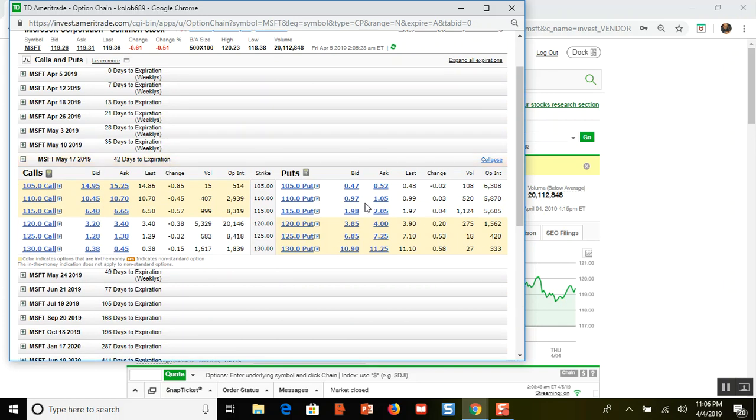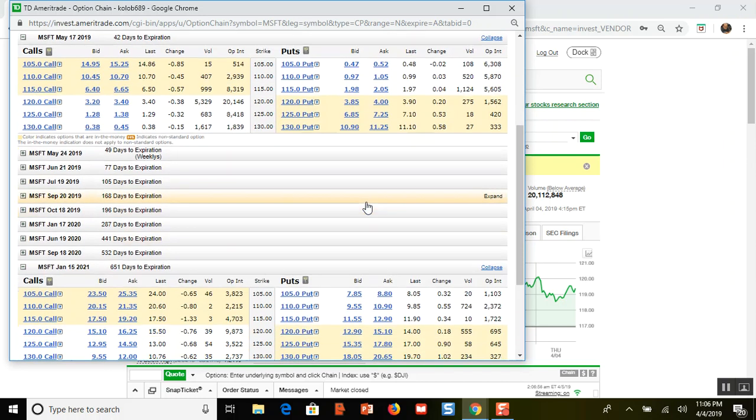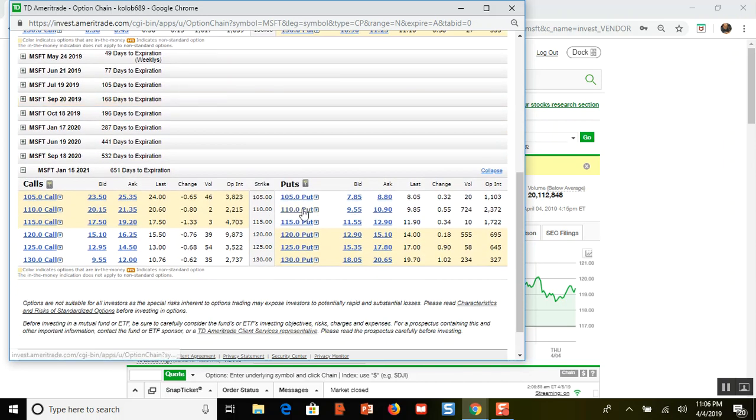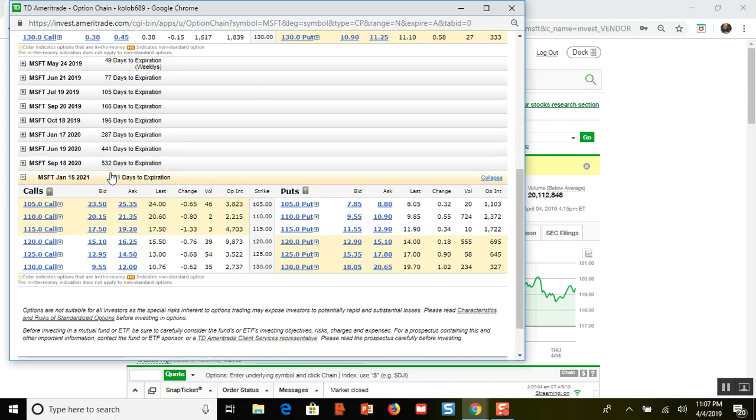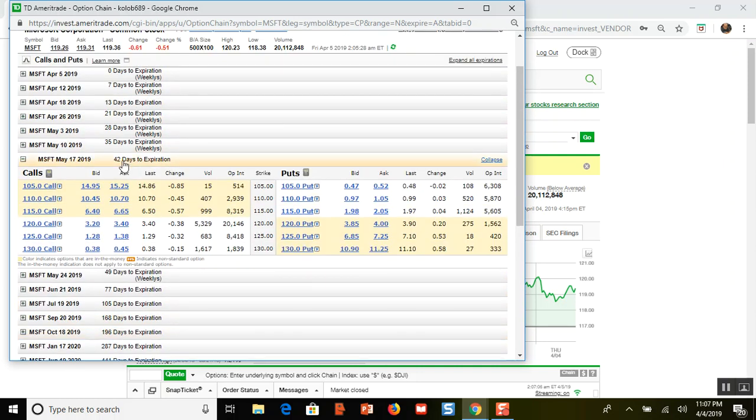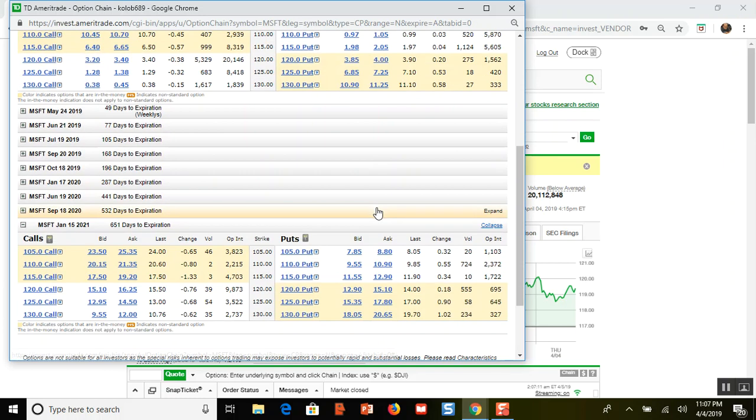That means that if every 42 days you bought a $110 put option, you spent $100, and you did that 10 times, you would spend the same money that you're spending for this long-term put, which expires in 651 days. So right off the bat, you should see, I get 420 days if I only want to spend $100, but I have to do that 10 times. Or I could buy a put option and just cough up $1,000.